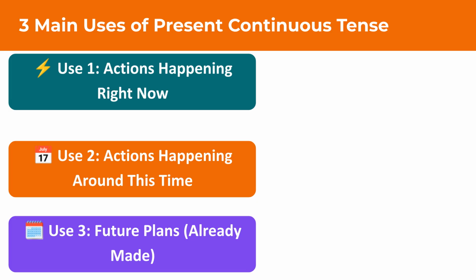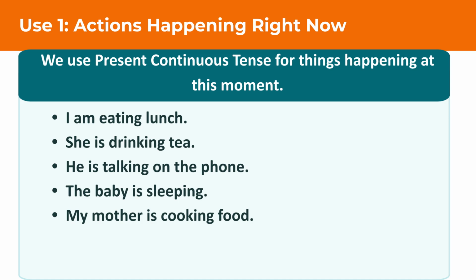Present continuous tense has three main uses. 1. Actions happening right now. 2. Actions happening around this time. 3. Future plans. Use 1. Actions happening right now. We use present continuous tense for things happening at this moment. I am eating lunch. She is drinking tea. He is talking on the phone. The baby is sleeping. My mother is cooking food.